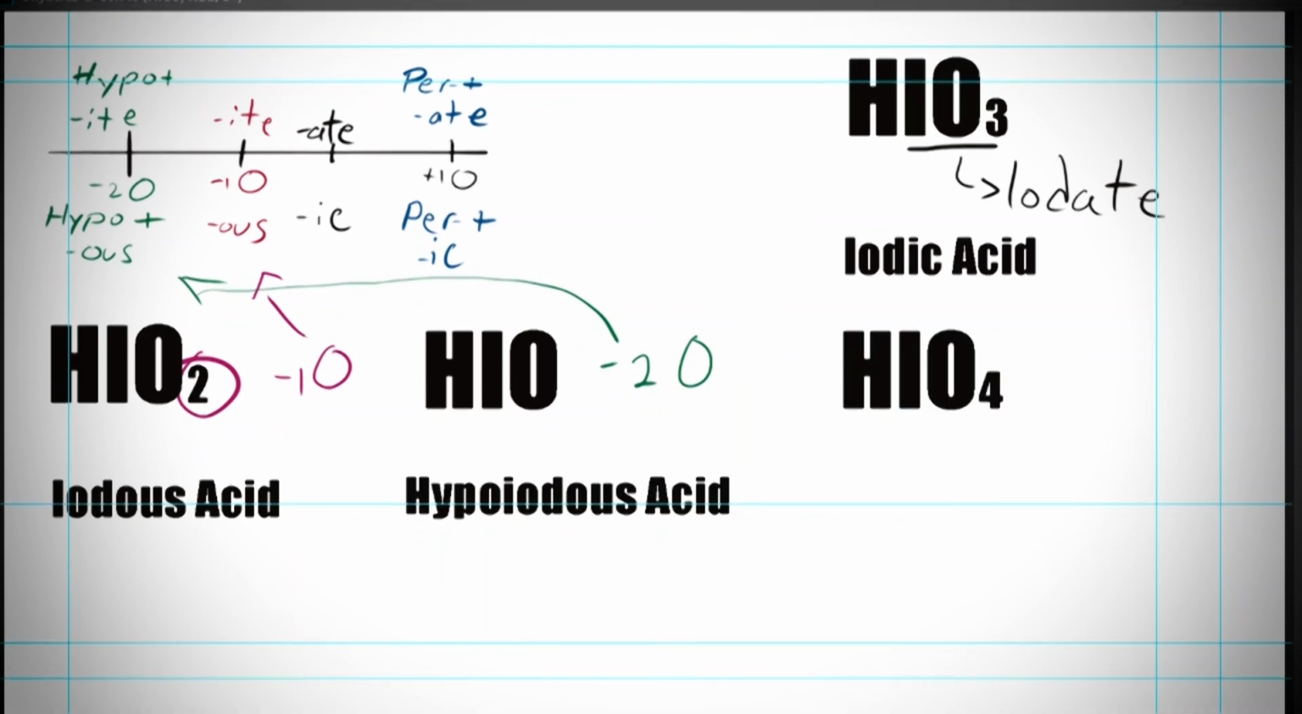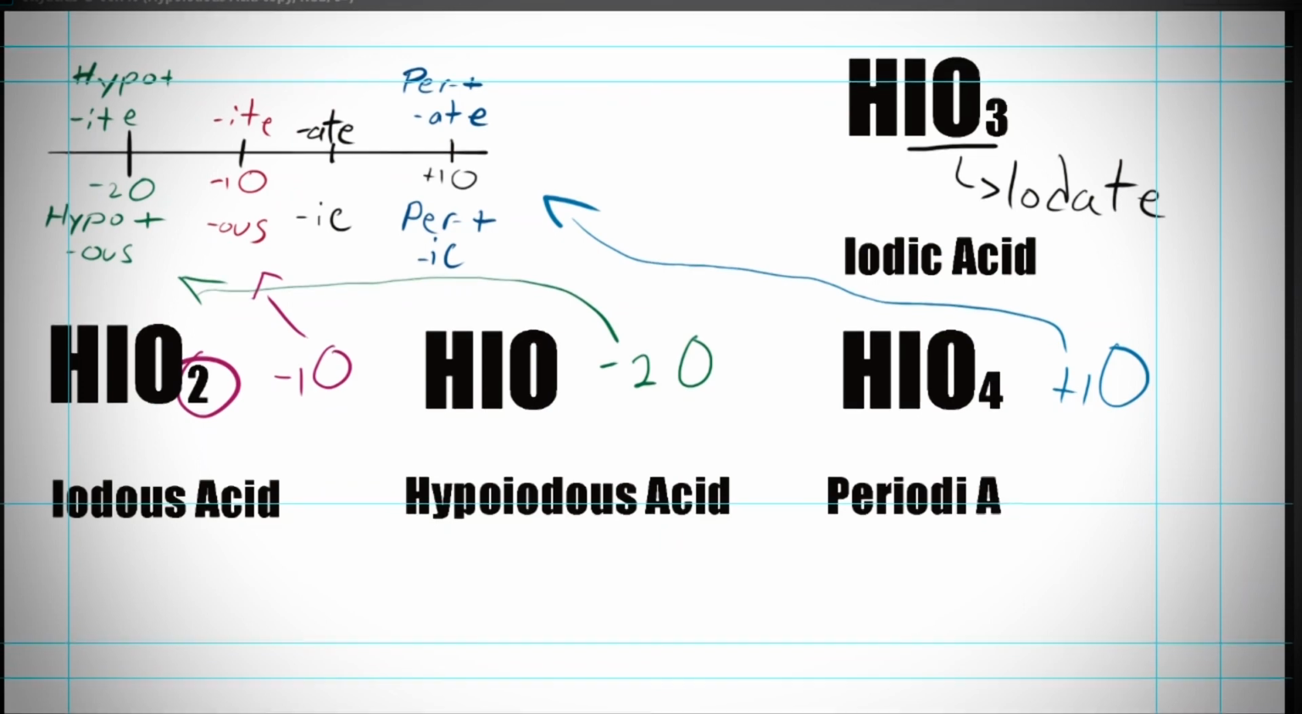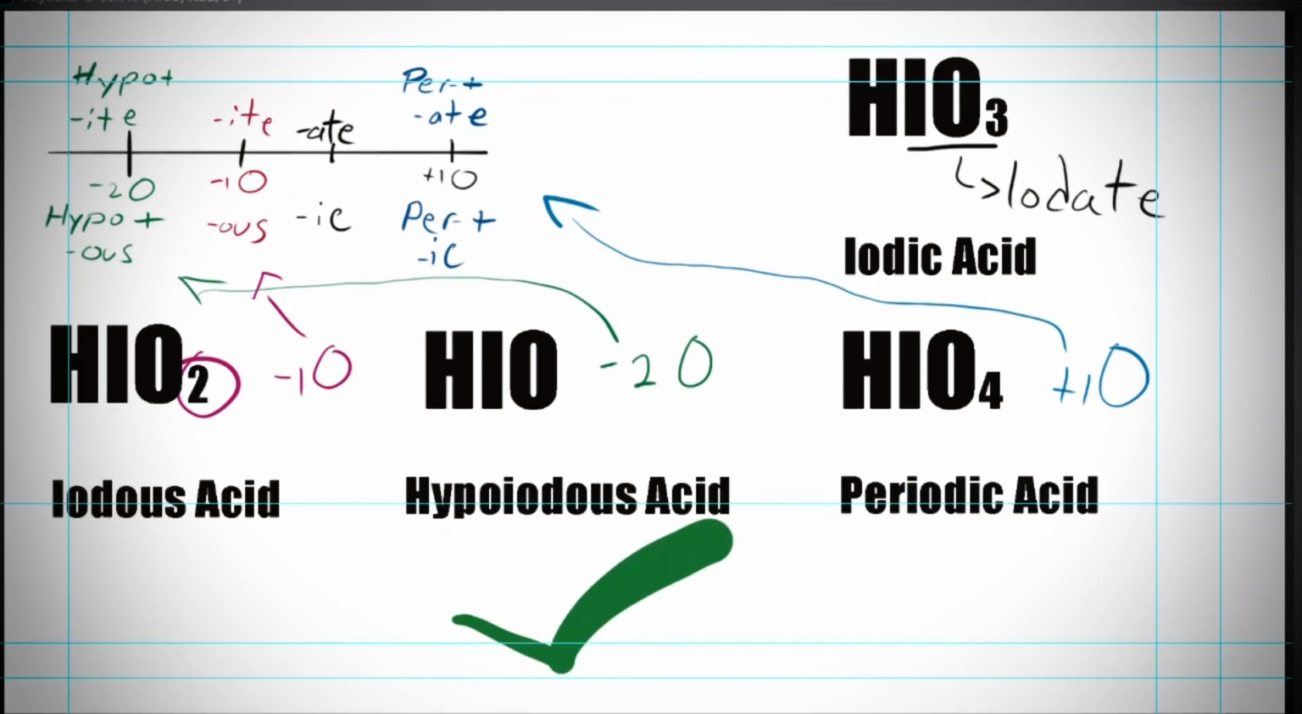HIO4 has more oxygen than iodic acid, so it will become periodic acid. If you are still confused, look at the other examples in the table.